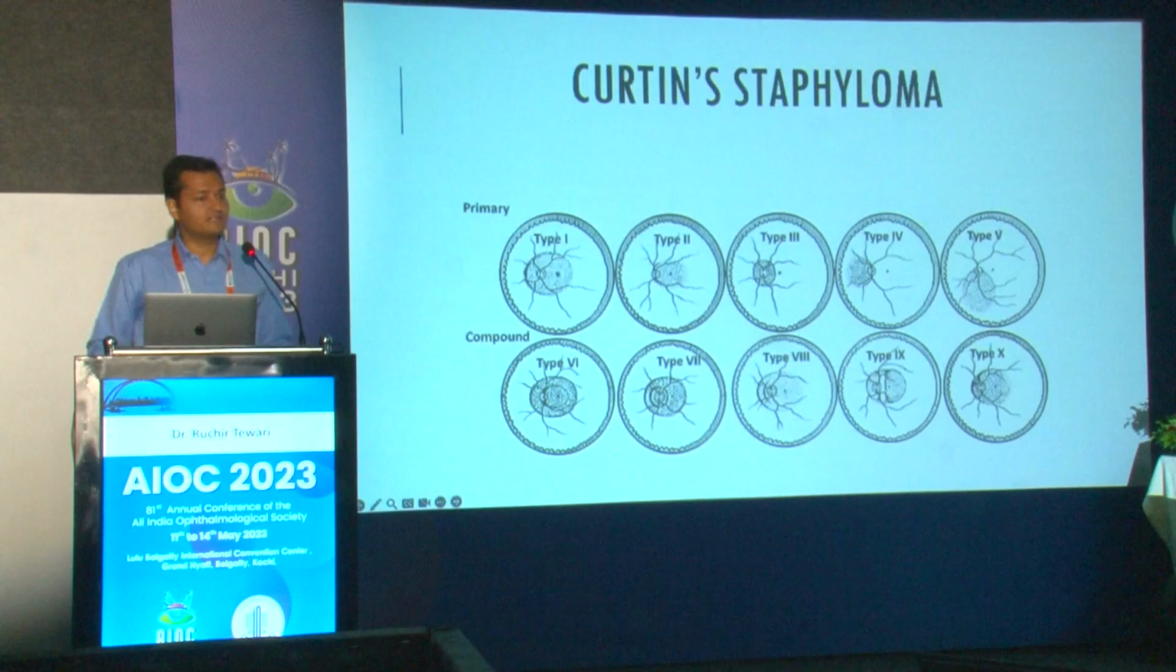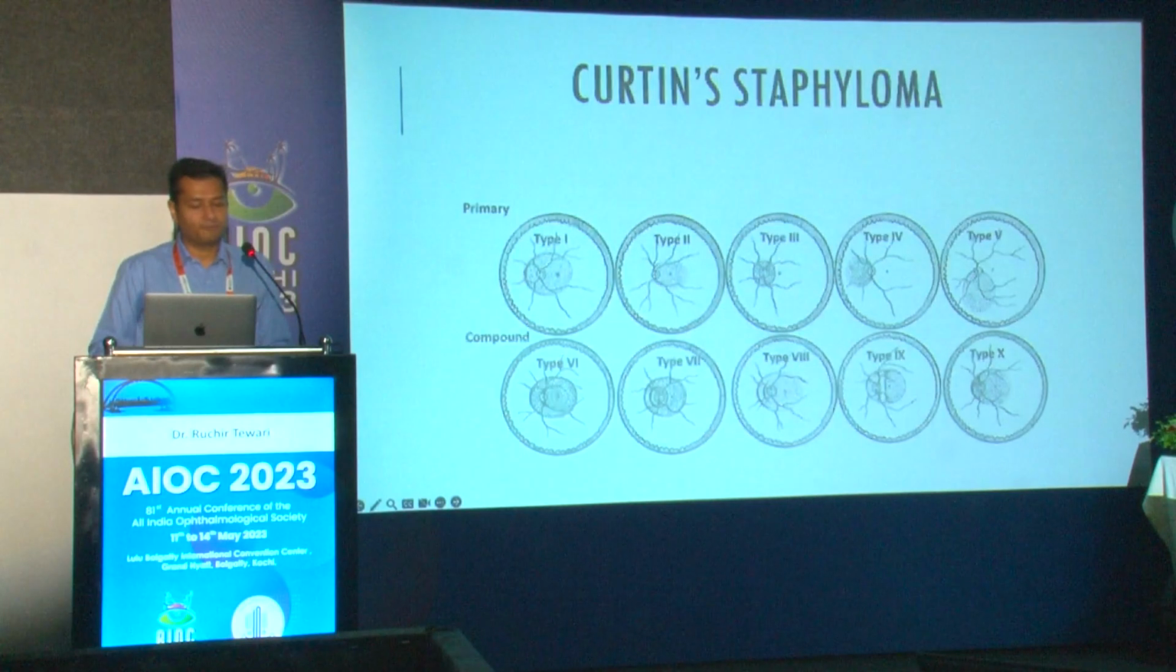There are 10 types of staphyloma defined by Curtin. 5 are primary and 5 are compound. So compound are a combination of the different types of primary staphyloma. But then again, this is a fundoscopic finding. This is a clinical examination based finding. It does not take into account the layer wise changes that are happening in myopia.